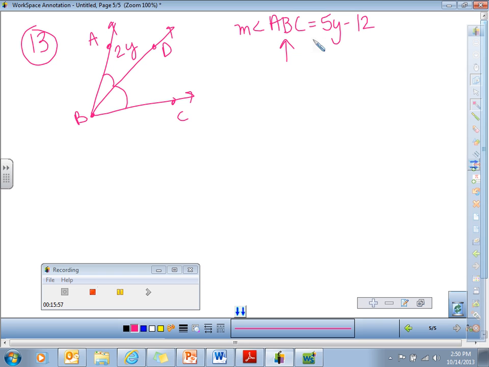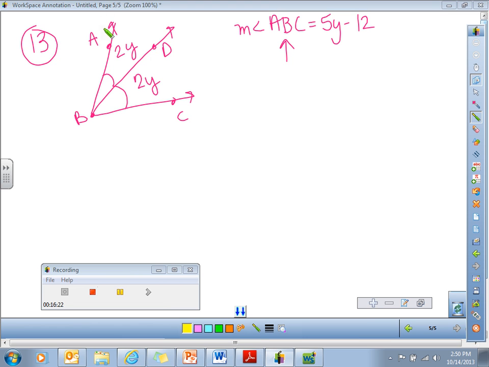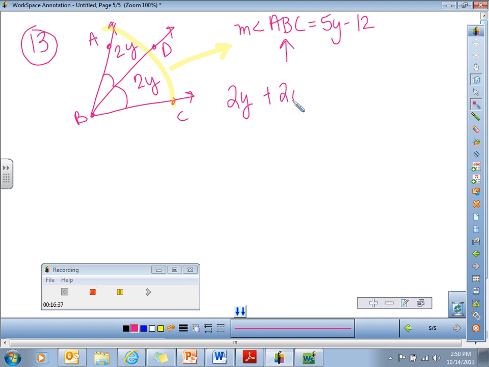Listen, guys. If this is an angle bisector, that means that these two angles are congruent. If this angle is equal to 2y, this angle will be equal to 2y. And this entire angle, let's do the highlighter, this whole angle here is equal to what? 5y minus 12. Y'all see that? Or 4y. So I could use the angle addition postulate and say 2y plus 2y is equal to 5y minus 12.